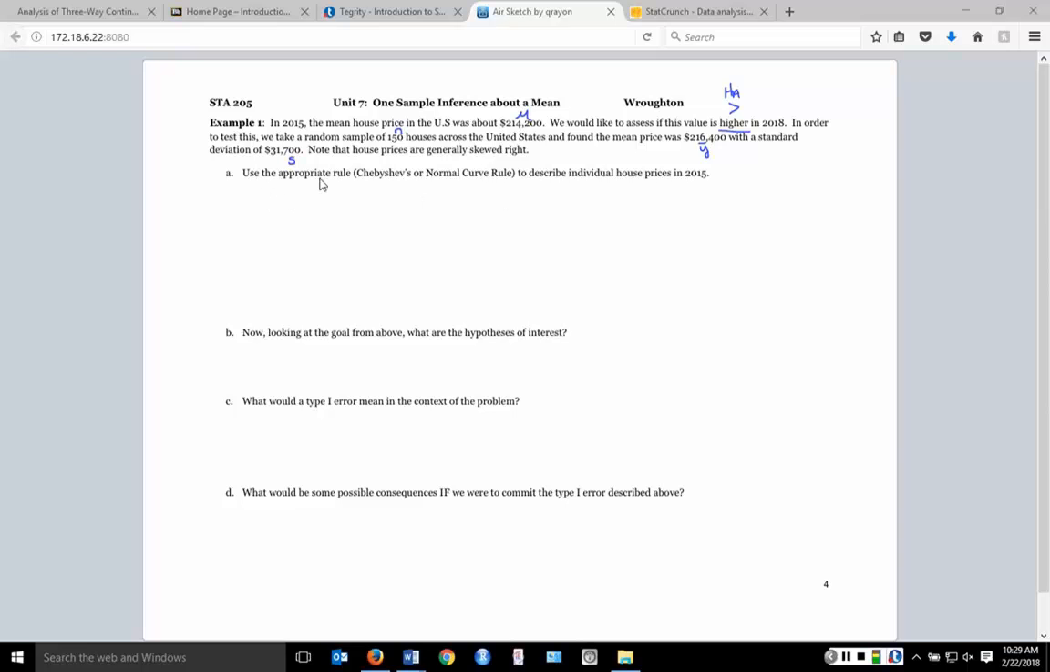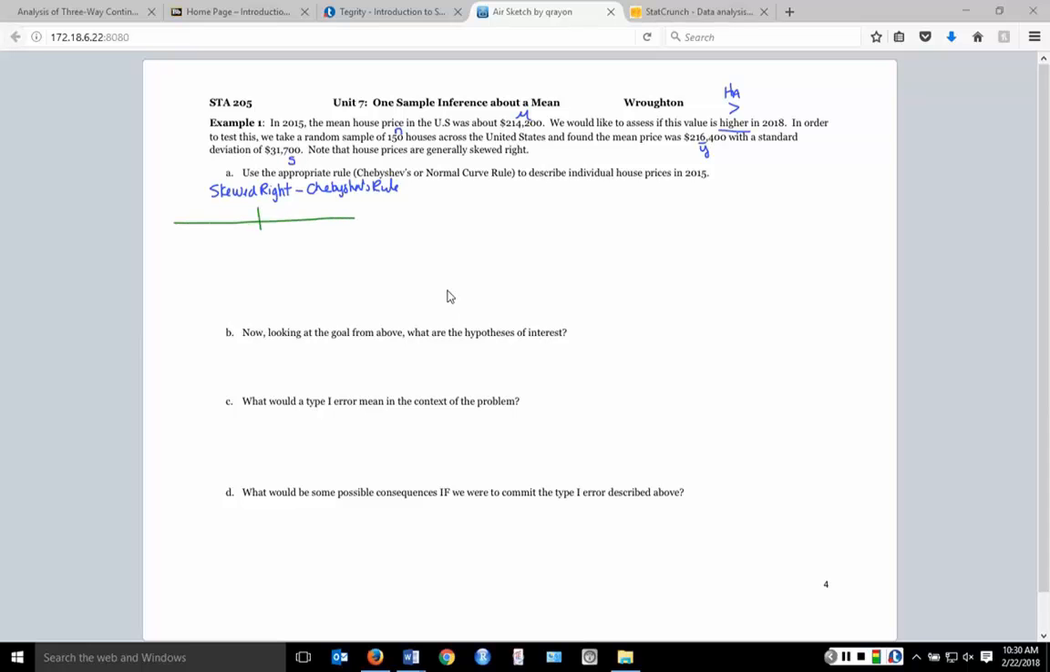So, first question asks us to use the appropriate rule, either Chebyshev's or the normal curve rule, to describe individual house prices back in 2015. So the first thing I would notice is that it did tell me that my distribution is skewed right. So I can't use that normal curve rule or that 68, 95, 99.7 rule. I'm going to have to use Chebyshev's rule. And so I like to just do this on a number line for myself here.